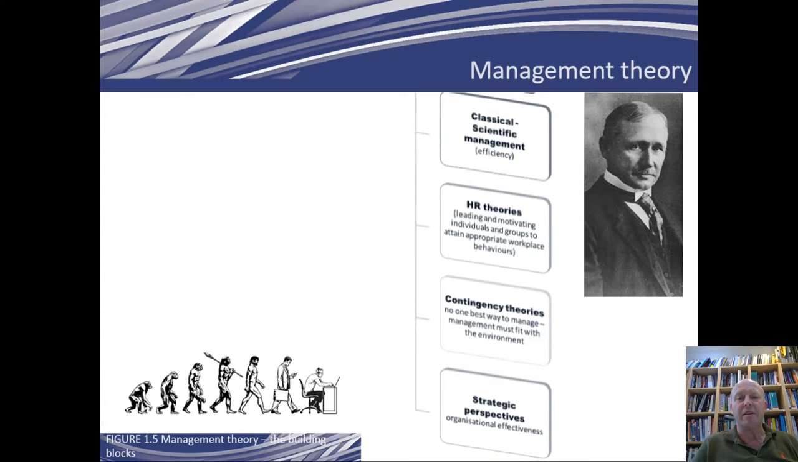Certainly the classical scientific management school was really the first quarter of the 20th century, and was then followed by the HR school, particularly from the 1930s, which gained dominance around the second quarter of the 20th century. We'll be touching on HR theories, particularly motivation, group work, and leadership, in the following chapters, before looking at contingency theory and the strategic school towards the end of the 20th century.